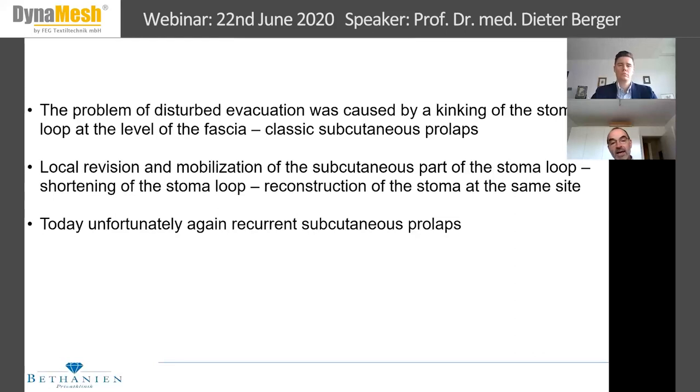At the time of that procedure, we prepared until the mesh and found no real hernia, no other parts of the intestine prolapsing. It was only the subcutaneous prolapse. Therefore we thought it may be adequate to only shorten the stoma loop. But probably we should now use a laparotomy with complete adhesiolysis and reconstruction of the stoma with a 3D funnel mesh. I think this is the only possibility to solve this severe problem.